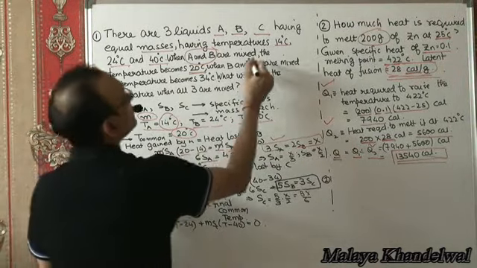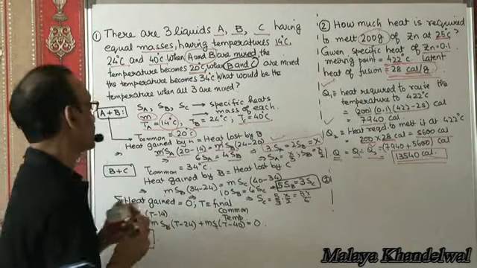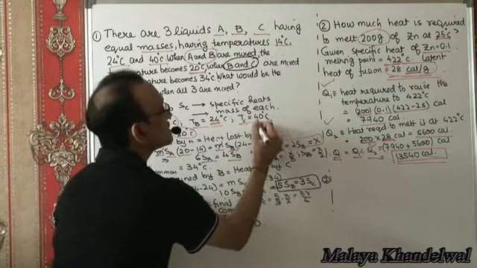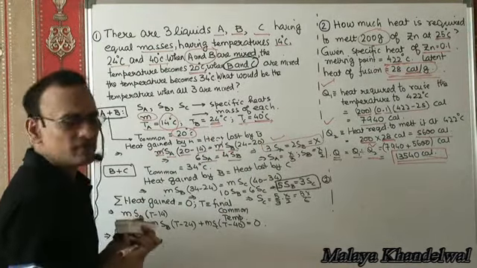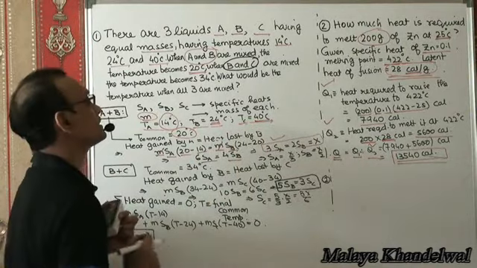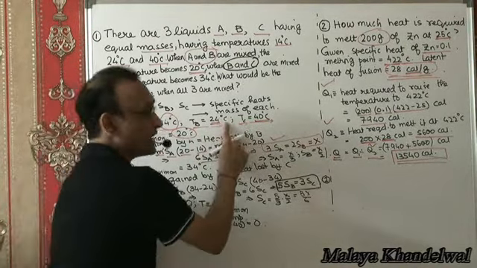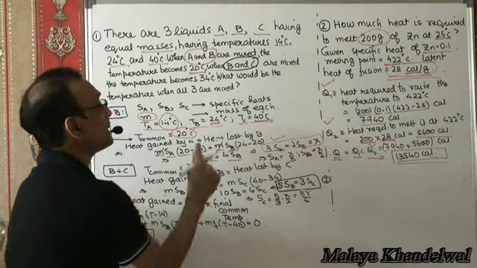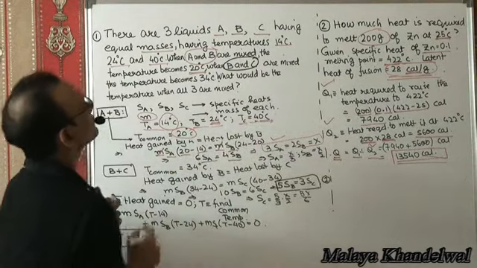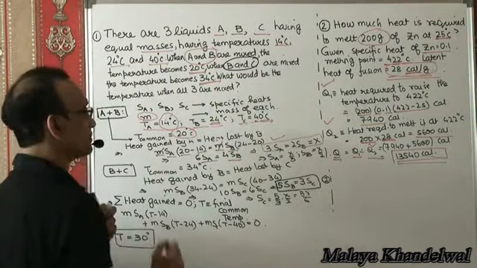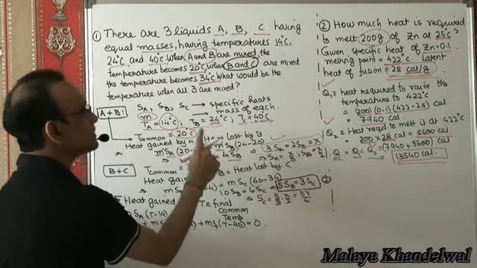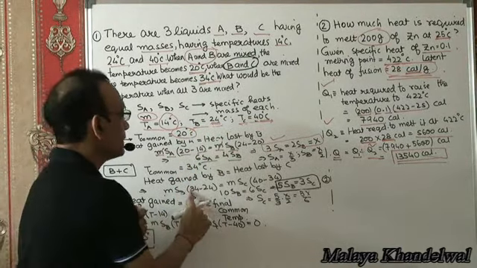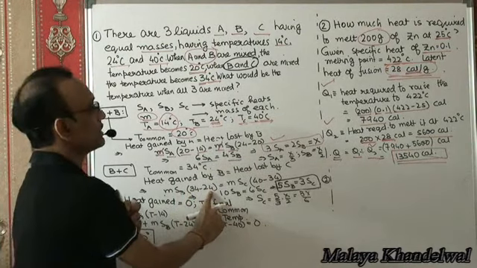Now, next, B and C are mixed together. B is at a temperature of 24 degrees centigrade and C is at a temperature of 40 degrees. When B and C are mixed together, B is going to gain heat and C is going to lose heat. Why? Because C is hotter than B. So their final common temperature would lie between 24 and 40, and that's given to be 34 degrees centigrade. B gains heat. How much heat is gained by B? Mass, specific heat of B into 34 minus 24, change in temperature, right?